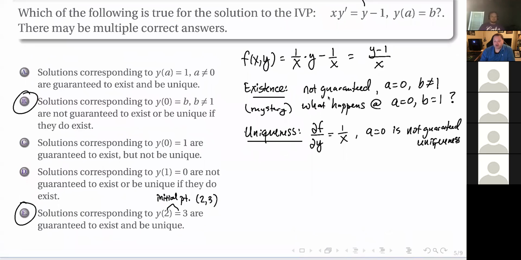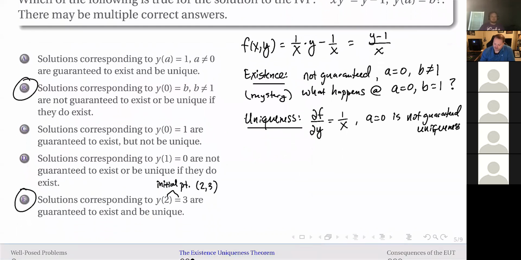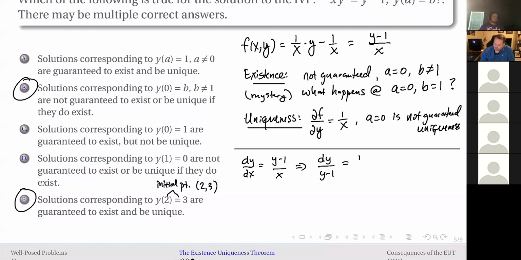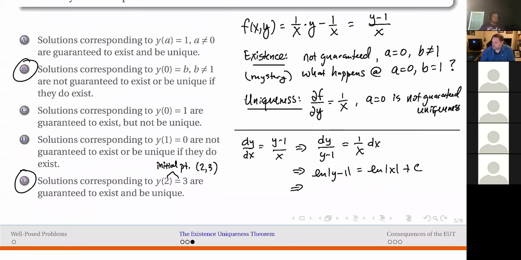And this is actually a separable differential equation, so I actually want to solve it with you real quick. That's going to give us quite a bit of insight here. And then we're going to look at the solutions in Maple and discuss a couple of the things that we find. So the solution here, since it's separable, I can write dy/dx equal y minus 1 over x, which is dy over y minus 1 equals 1 over x dx. This is the natural log of y minus 1 equals the natural log of x plus a constant. If I exponentiate both sides, I get rid of the natural logs.